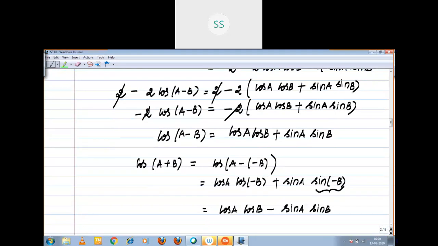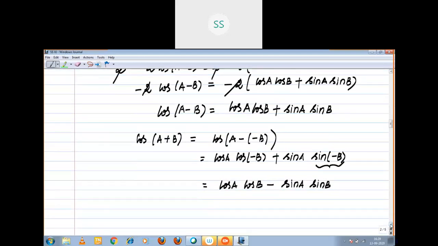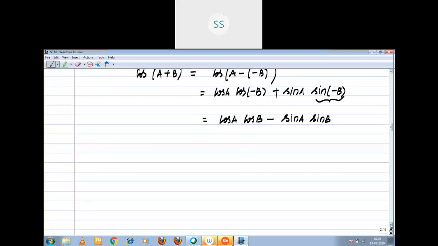Now, cos of minus theta is cos theta, so it won't be changed. Sin of minus theta equals minus sin theta. So sin A sin B. Got it? Now, using the same identity, I am going to move to sin(A plus B) and sin(A minus B).